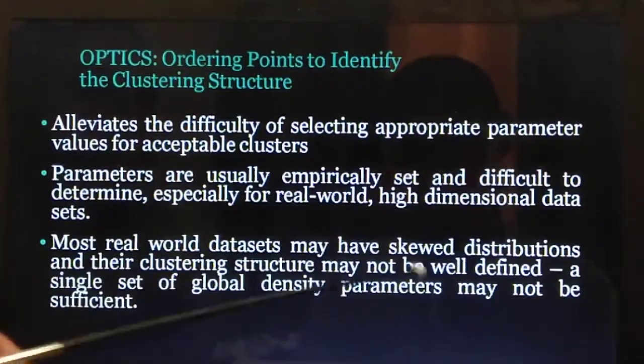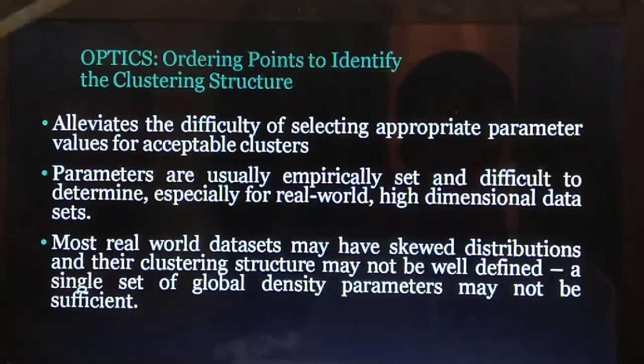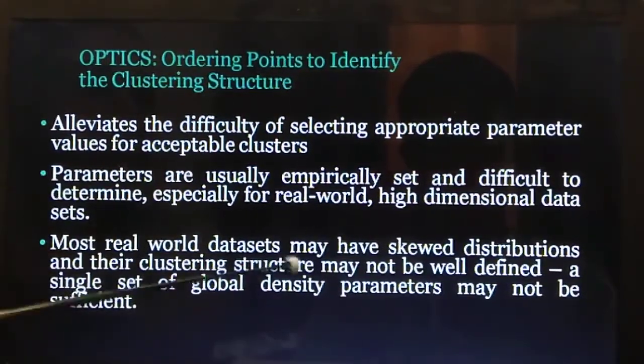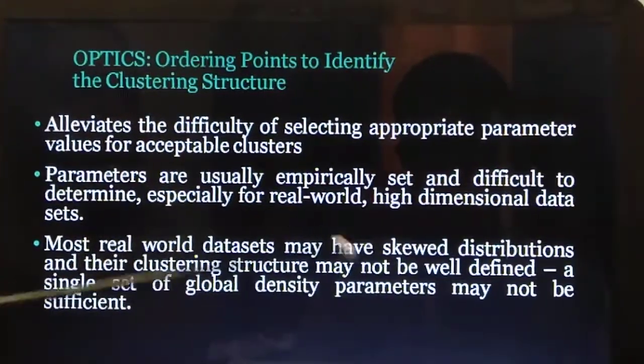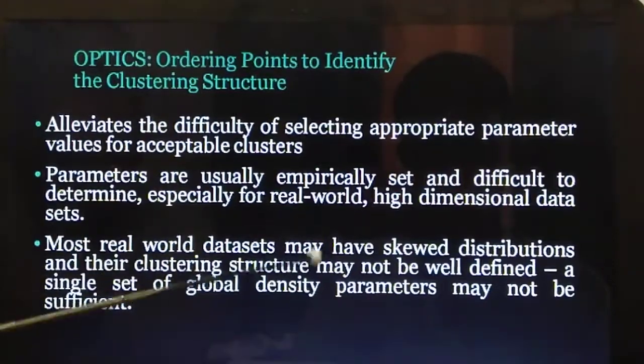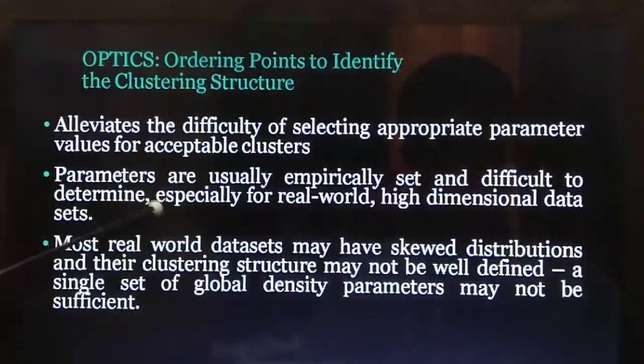Most real world data sets may have skewed distributions and their clustering structure may not be well defined. A single set of global density parameters may not be sufficient. So for doing the clustering, if we have skewed distributions, we might use different epsilon values and different min point values for different clusters. So this is one method that will help us to do that.